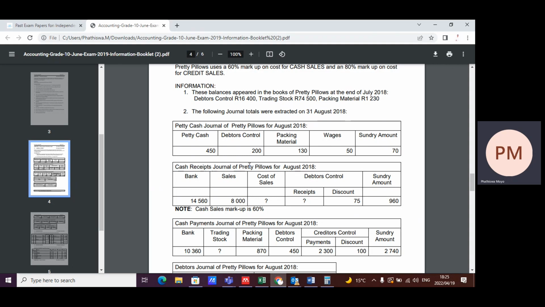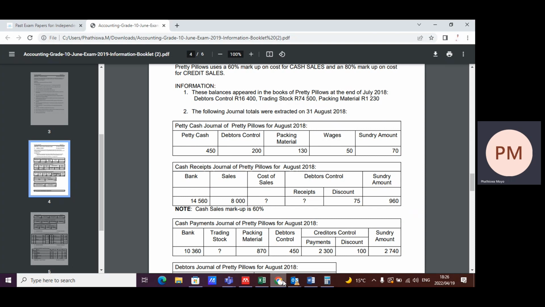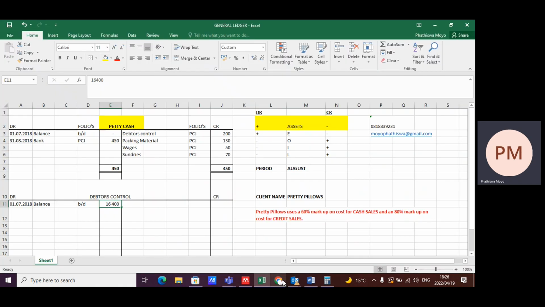Okay, so we're given the balance. So petty cash, we had 200 Rand that we spent on debtors control. Debtors control means when the customer creates a liability with us, it's on the debit side. When the customer pays us, then the debtors control decreases. But in this case, which is very interesting, we paid a debtor. We would pay a debtor if a debtor claimed a refund.